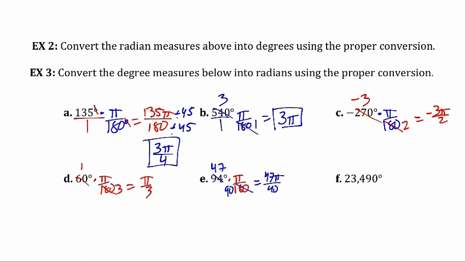Last one. 23,490, of course. So we multiply by pi over 180. Folks, take a random stab in the dark. I'm going to divide both those by 90. When I divide both of those by 90, we end up with, let's see, 23,490. I have this written down somewhere. It's 261 pi over, well, 180 divided by 90. I can do that. That's 2.